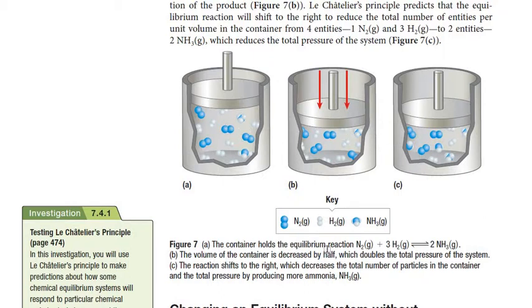The container holds an equilibrium reaction, N2 plus 3H2 gives 2NH3. As you see in part B, it says the volume of the container is decreased by half, which doubles the total pressure of the system. And in C, the reaction shifts to the right, which decreases the total number of particles in the container and the total pressure by producing more ammonia.